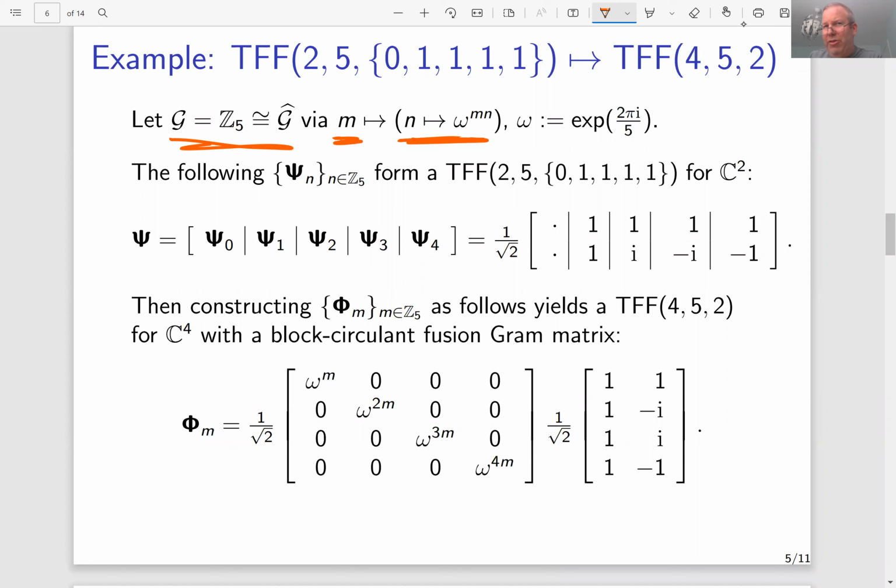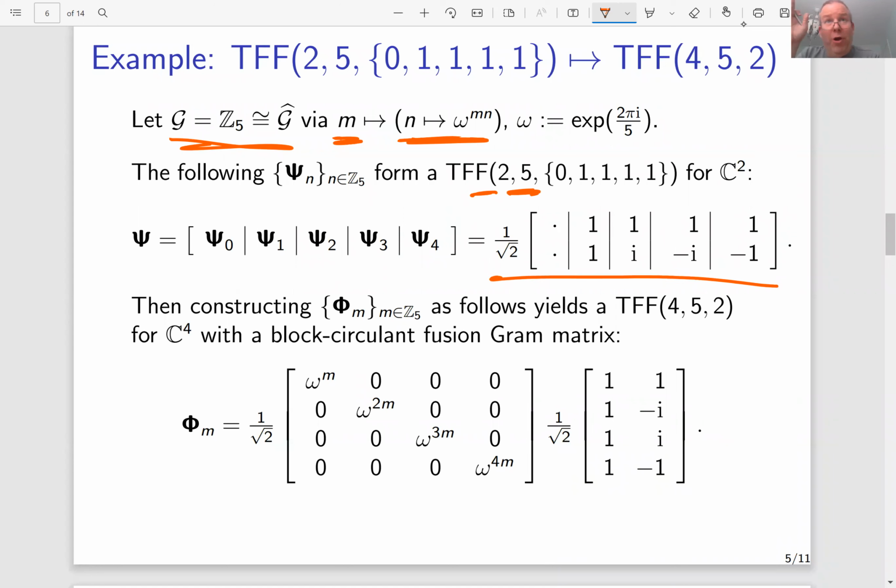And we're going to do this modification to it to produce a larger type fusion frame. So what I'm going to start off with here is a tight fusion frame that consists of 5 subspaces for 2-dimensional complex space. And so I'm going to list those 5 subspaces. I'm going to give a basis for each one.